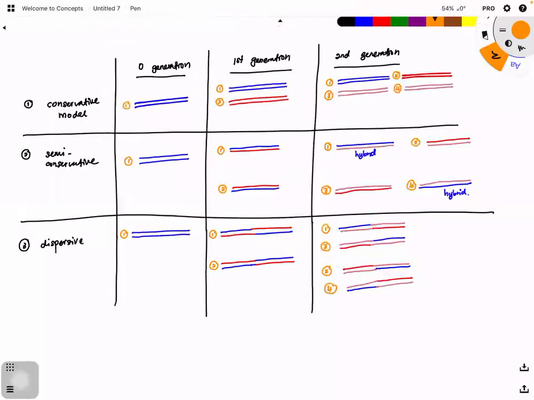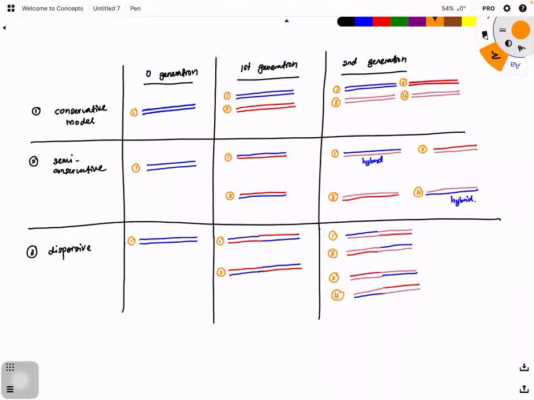So you can compare now, guys. Basically, each model has its own method of replication. So conservative, you can see that the blue color is always together. Semi-conservative, you can see that blue is always mixed with red after replication. And dispersive, you can see that the blue color won't remain on the same strand, but is mixed. Are you clear? Okay, take a photo.